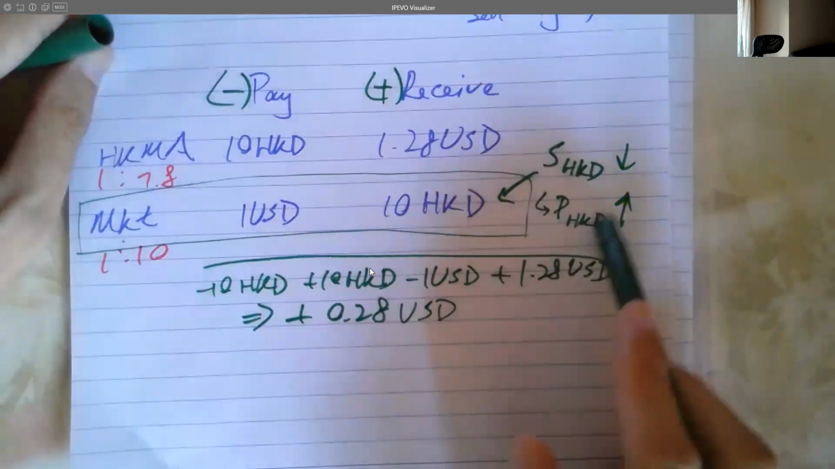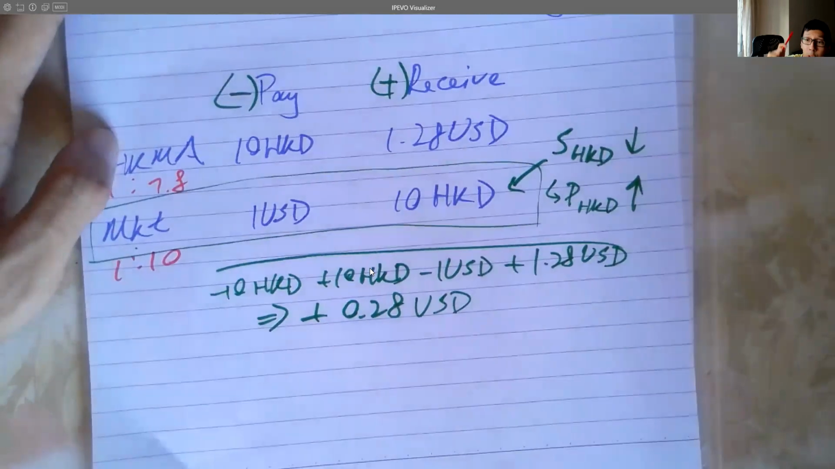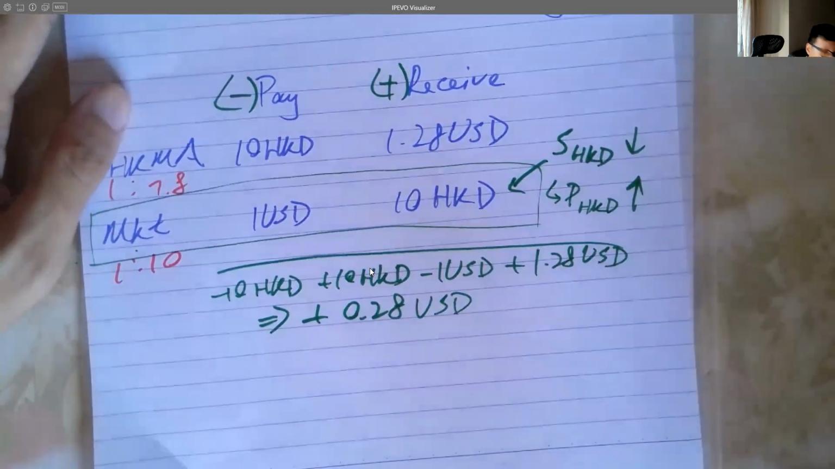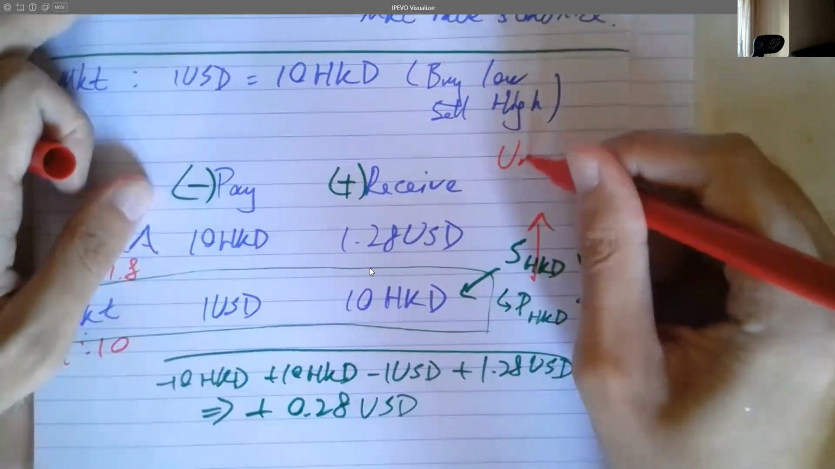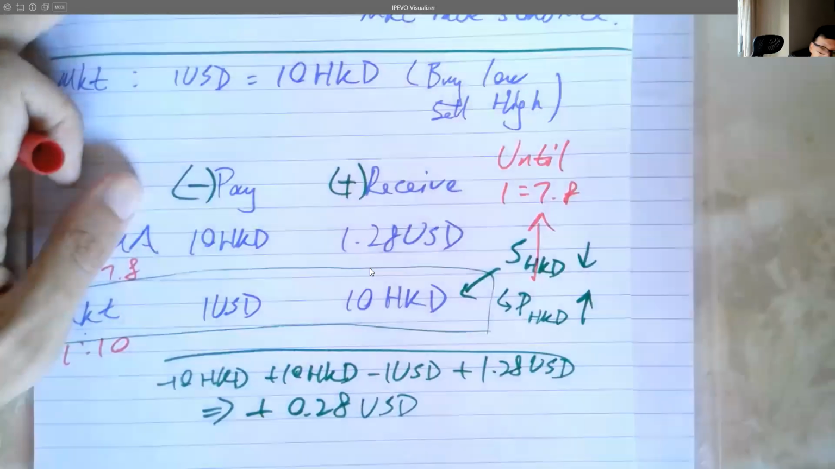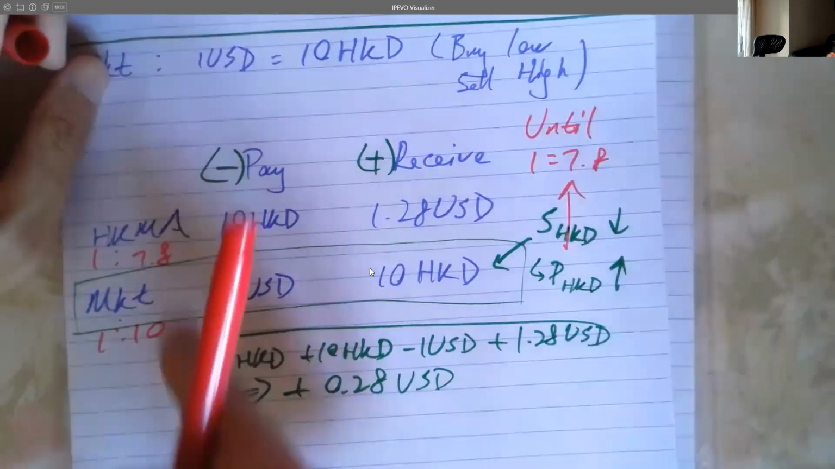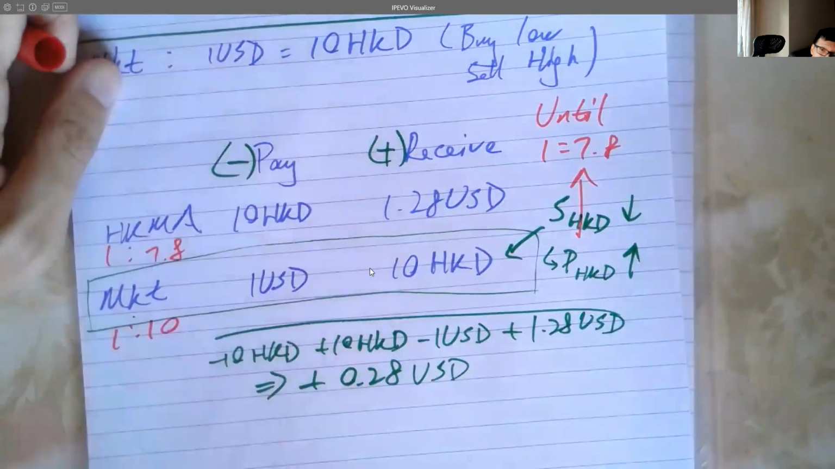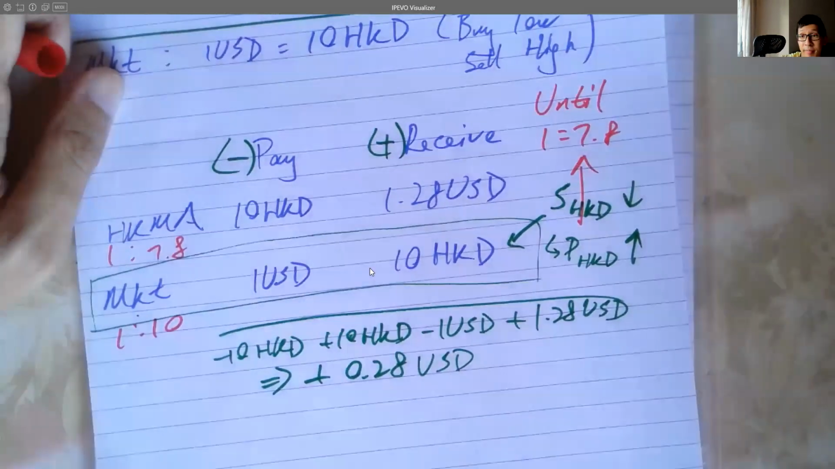Right? It would go up until when? So in this case, the Hong Kong dollar will appreciate against the US dollar until when? Remember, until it becomes around this range again, 1 to 7.8. Remember, whenever there is a difference, there would be profit until they become the same. There will be no profit.